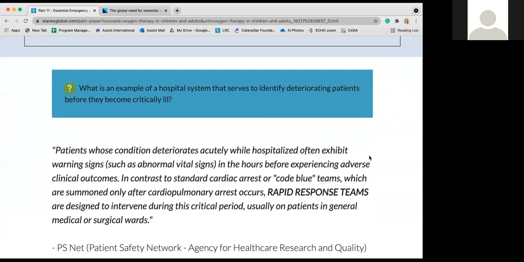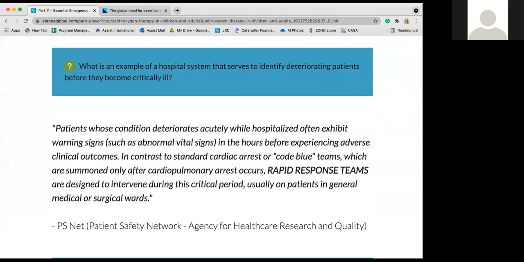So let's go down. What is an example of a hospital system that serves to identify the deteriorating patient before they become critically ill? I don't know if you have that type of system, but you can put that in the chat to share experience. What is an example of a hospital system that serves to identify the deteriorating patient before they become critically ill?